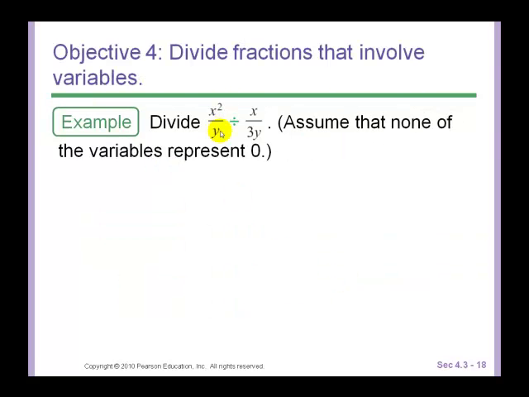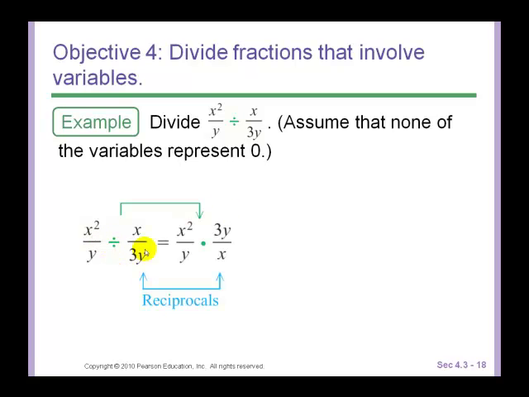Divide x squared over y by x over 3y. Again, we're going to rewrite as multiplication times the reciprocal of the second one. Again, the first one doesn't change, it's just the second one. Write in factored form, x times 3 times y over y times x. An x pair and a y pair cancels out and leaves you with 3x over 1. Anything over 1 is simply the number on top, 3x.